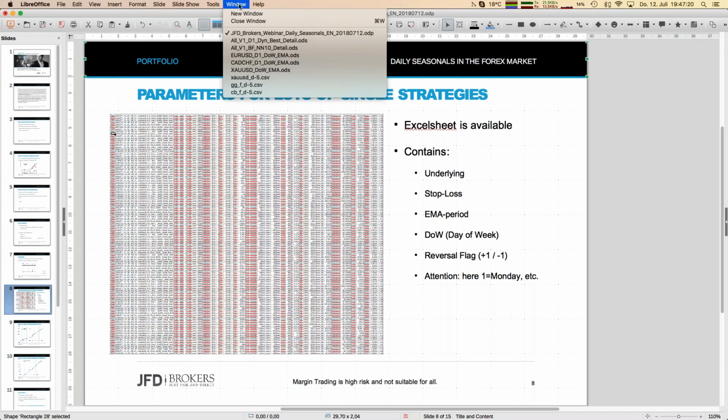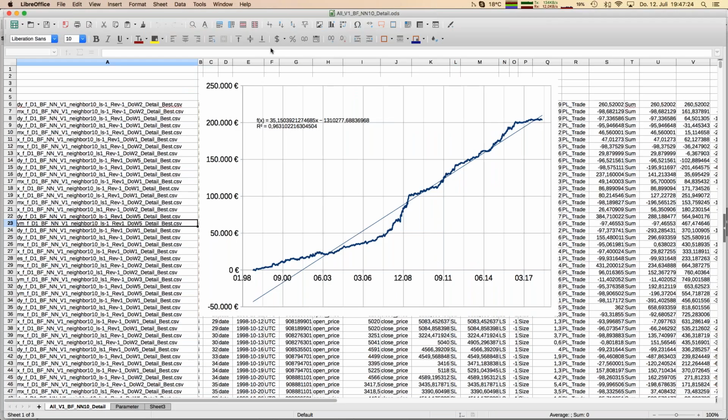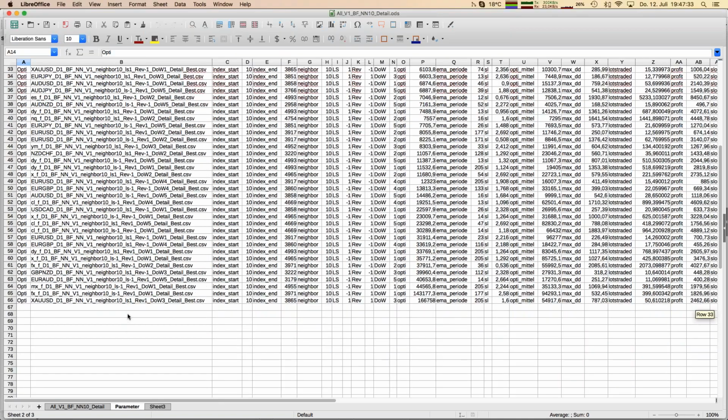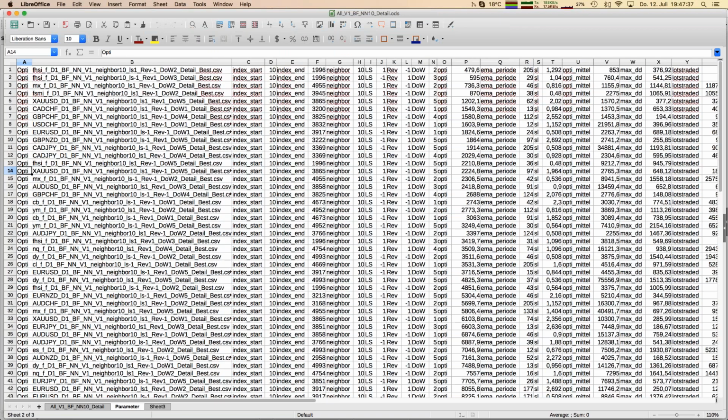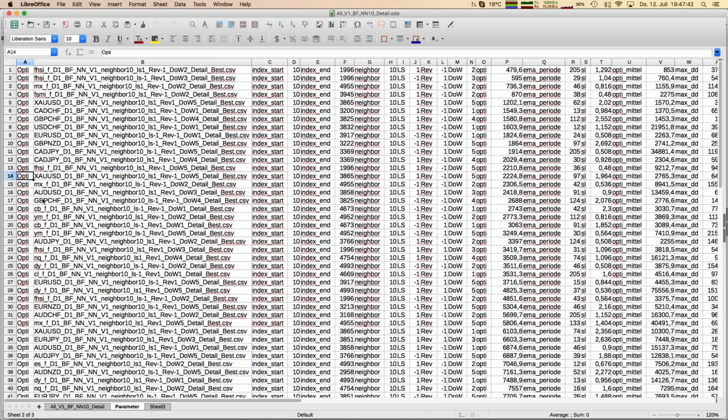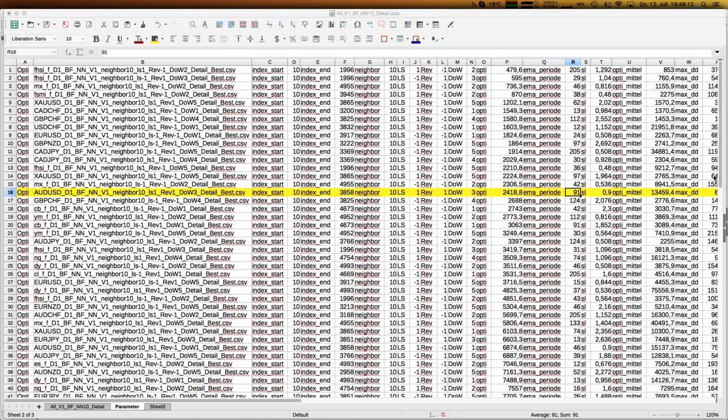I promised that we have a look here as well, and here we go. That's the equity of that portfolio, and that portfolio is trading in total 66 sub-strategies. How to read that table? Let me go for an example like this one here. We are talking about Australian dollar, US dollar. Then you see LS1 means it's a long strategy. We do that on day number 3, which is Wednesday, and without reversal, so the reversal flag is 1. We use an EMA period of 9 and a stop loss value of 0.9%. That's all. That's one of those 67 sub-strategies which are profitable.